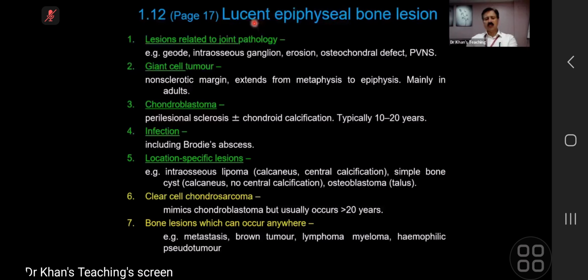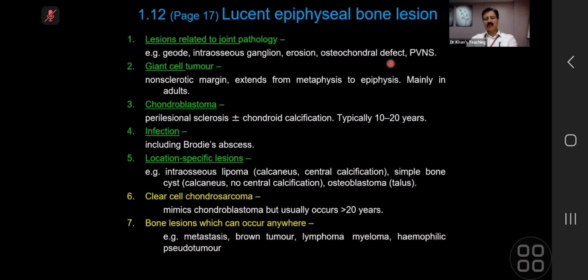Now, this differential diagnosis is extremely important, and on Saturday, I will revisit this lucent epiphyseal bone lesion. This is extremely important for the exam. Many a time it will come in the exam, and you should know it very well. Among lesions related to joint pathology and geodes, PVNS is there. Giant cell tumor, chondroblastoma, age will change everything. We'll come back to these points.